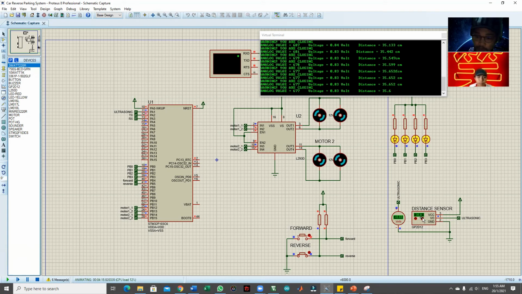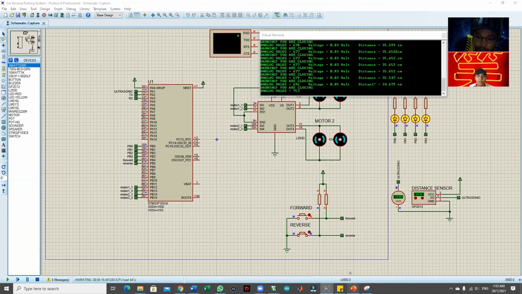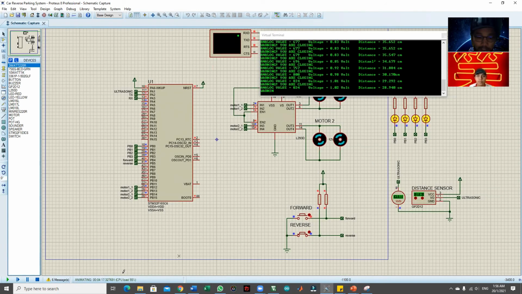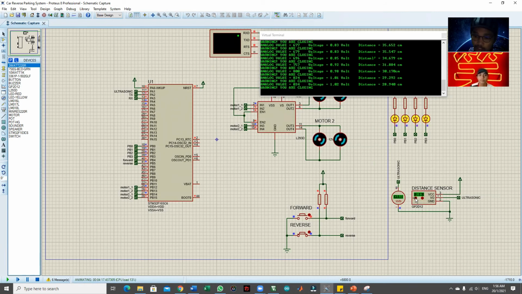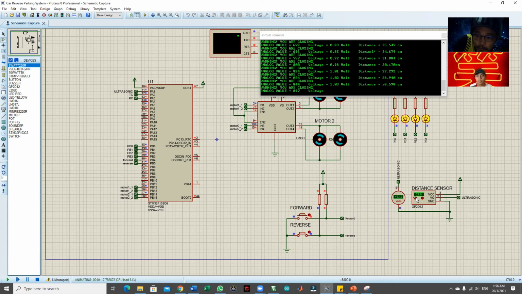What if I set it below 25? I want to set it below 25. If I want to set below 25, it means I have to set it to 20 maybe. It will display the distance 22.28 and the volt 1.32 volt. It takes time to process, to send the data.